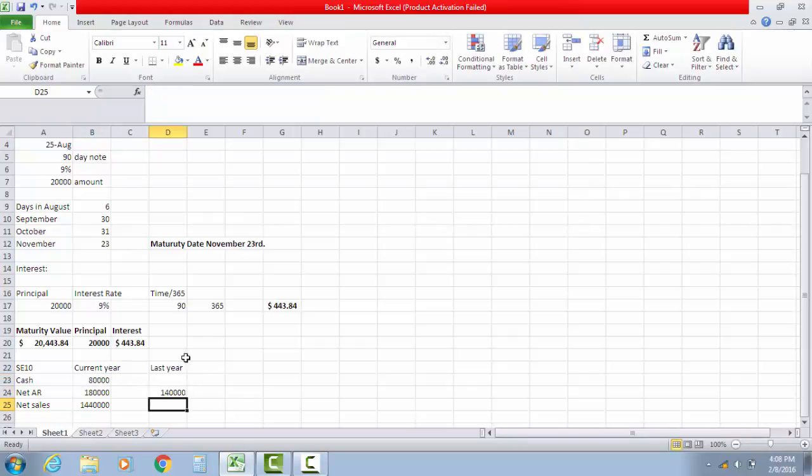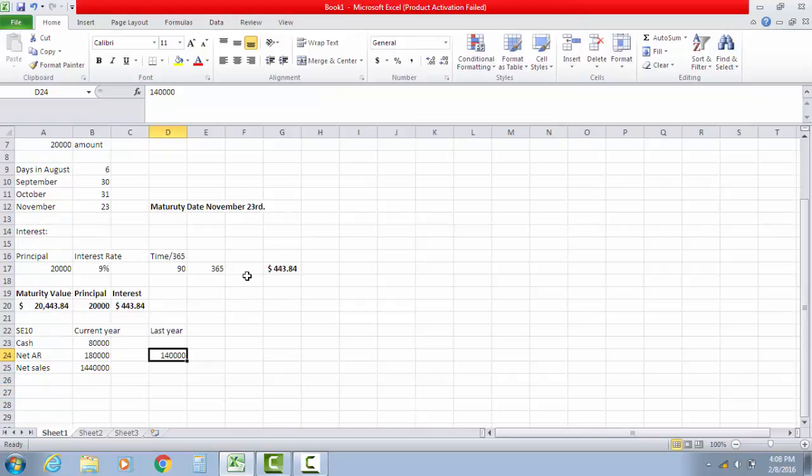Now, why would last year's matter? Remember, when we're taking a look at turnover, the formula is AR turnover. The formula is net sales divided by average accounts receivable. So in order to get an average for accounts receivable, you would need the current year and the prior year. So the average AR, so here's the current year, is 180. The prior year is 140.